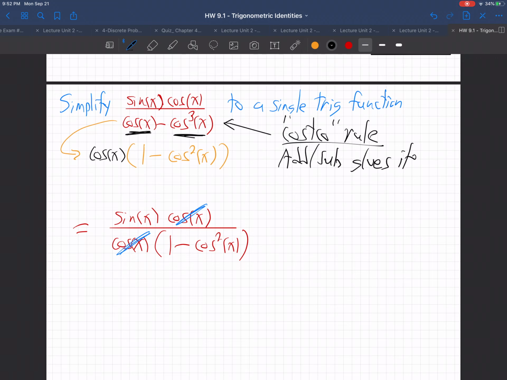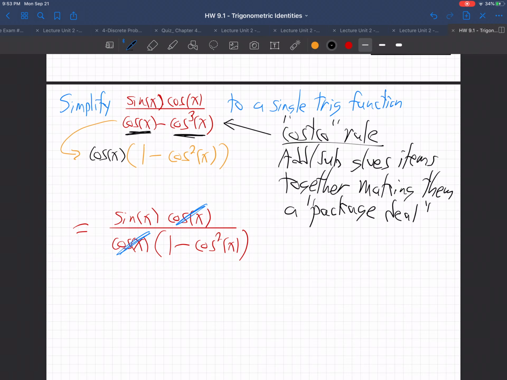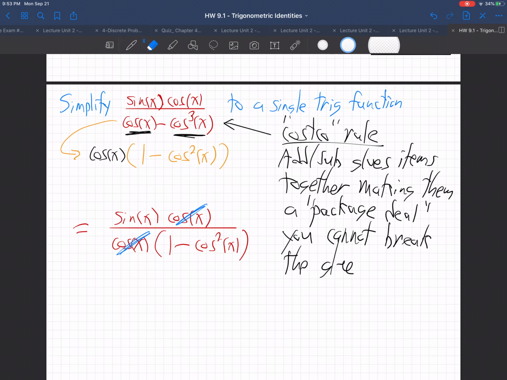glues items together, making them a package deal like Costco. You cannot break the glue, break the package. Let's just say it that way. You cannot break the glue bond. I'm writing break the package. You cannot break the package, right?